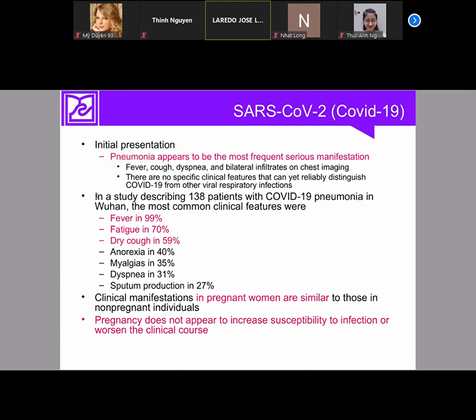In a very recent study that appeared last week, it seems that the most common symptoms found in patients are fever, fatigue, cough, anorexia, myalgias, and dyspnea. These are the most common. And it seems that pregnant women are very similar, not more severe. Because some people say the opposite, but according to this paper, it seems that pregnancy does not appear to increase susceptibility to infection or severity.